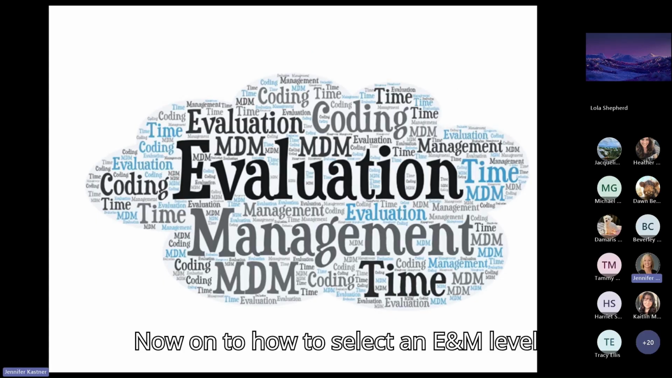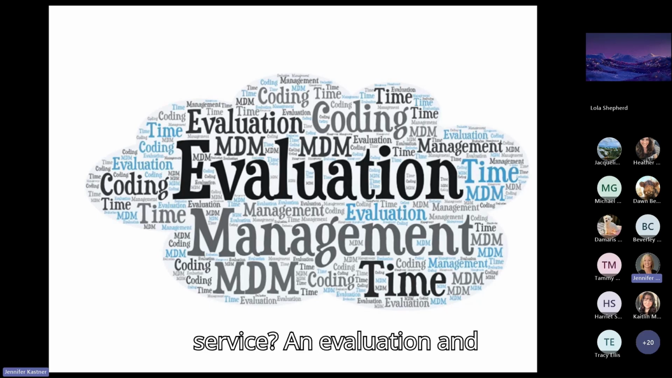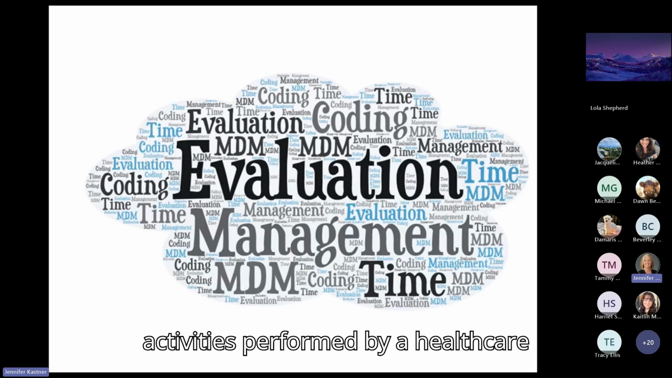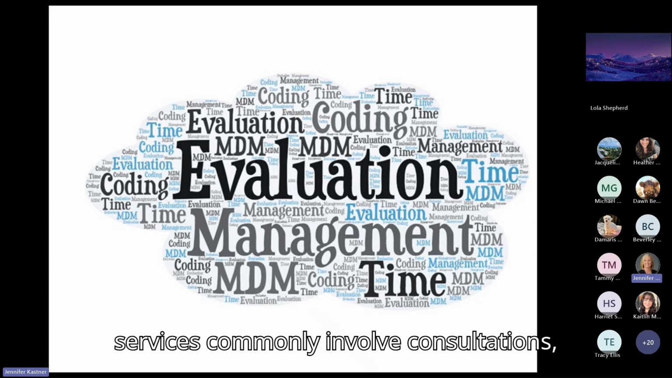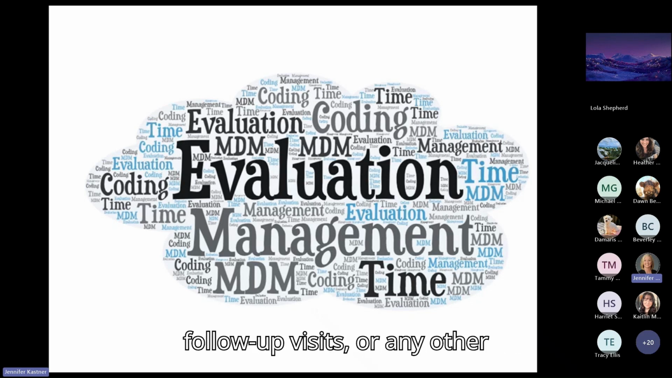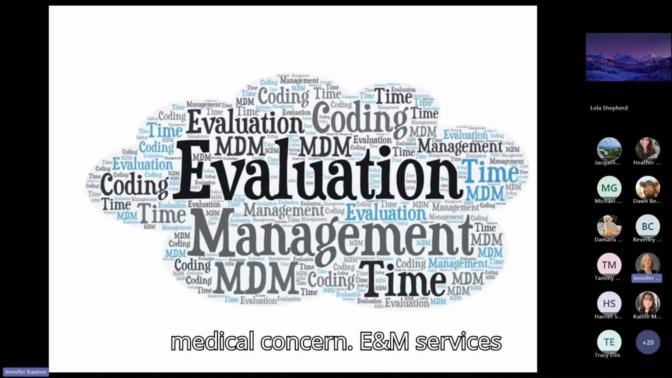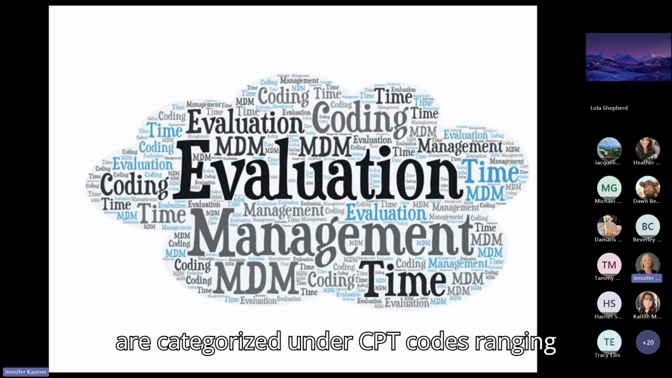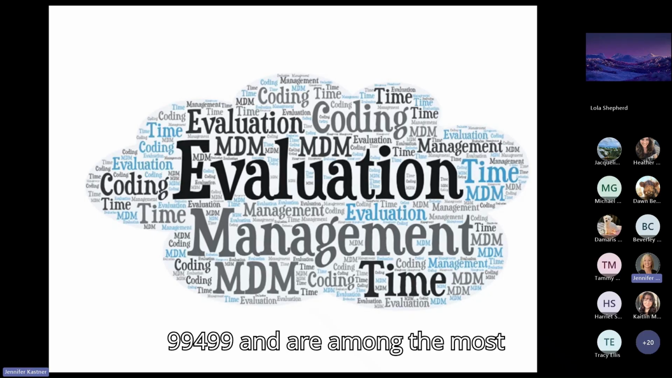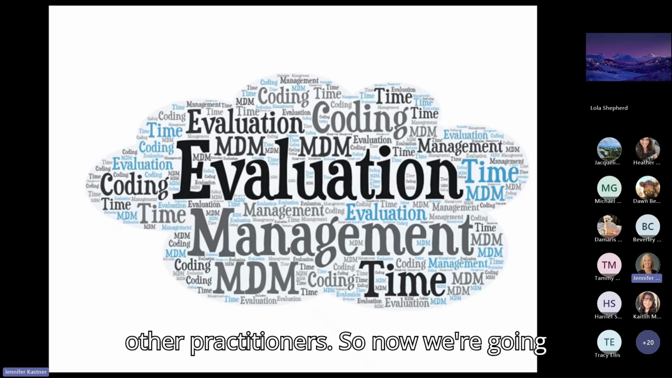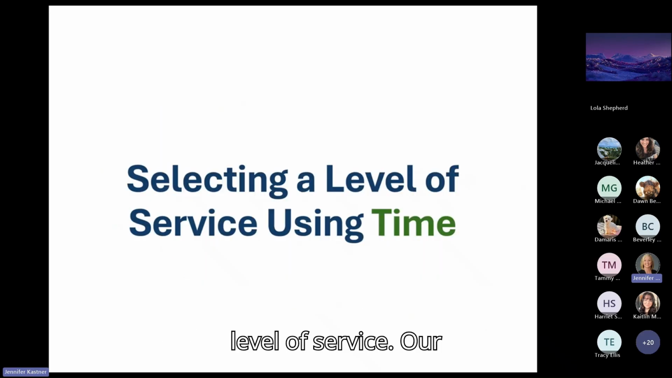Now on to how to select an E&M level of service. But first, what is an E&M service? An evaluation and management service refers to the activities performed by a healthcare provider in assessing or managing a patient's health condition. These services commonly involve consultations, follow-up visits, or any other interaction where the provider evaluates the patient's health or addresses a medical concern. E&M services are categorized under CPT codes ranging from 99202 to 99499 and are among the most frequently provided by physicians and other practitioners. So now we're going to go into the steps of how to select a level of service.